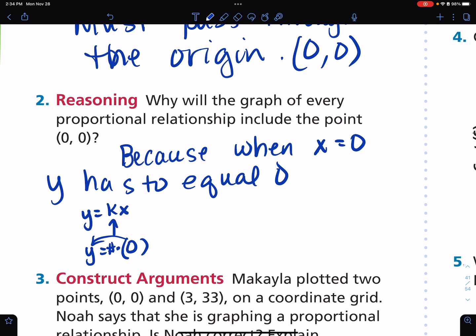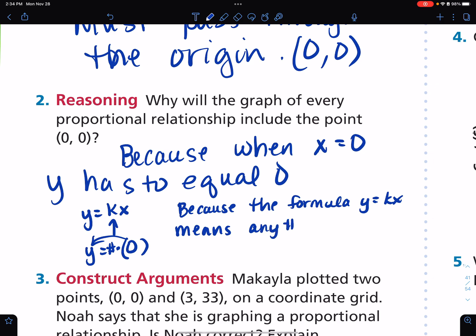So the reason why is because the formula y equals kx means any number multiplied by 0 has to be 0. That's why.